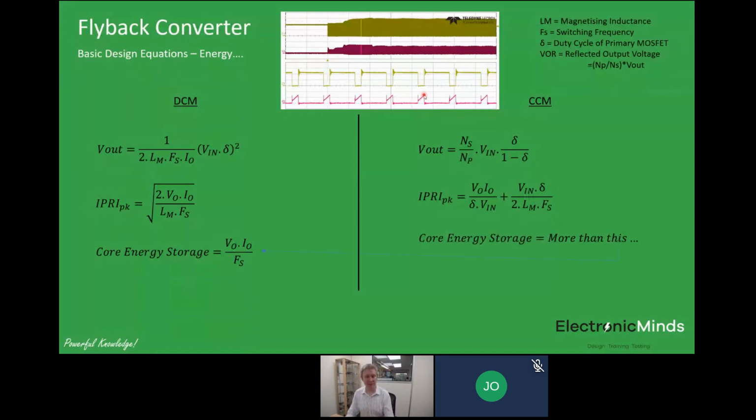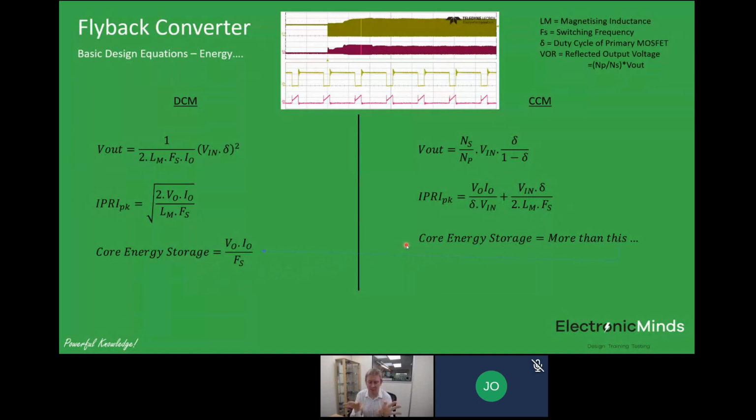Now, it gets quite complicated to actually give you an analytical expression for that. But the key thing about continuous conduction mode is that the core energy storage you need for a given operating point, if you want to run in continuous conduction mode, is always going to be more than it is for discontinuous mode, for the reasons I described on the previous slide. So the trade-off is that continuous conduction mode is fantastic to reduce your RMS current and the stress in the rest of the circuit. However, the price you pay for that is you may have to increase the core size of your magnetic or your transformer to support that.